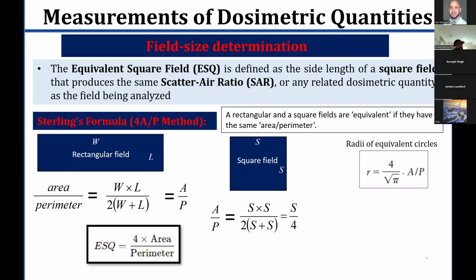TG71 discussed this in detail, and TRS 430 too. In TG71, it's under a topic called field size determination. Keep in mind that many dosimetric functions, such as percent depth dose, tissue air ratios, tissue phantom ratios, are field size dependent. And this dependency arises from the variation in the scattered radiation that originates either from the collimator head or the phantom. The key aspect here is really the scattered radiation contribution.